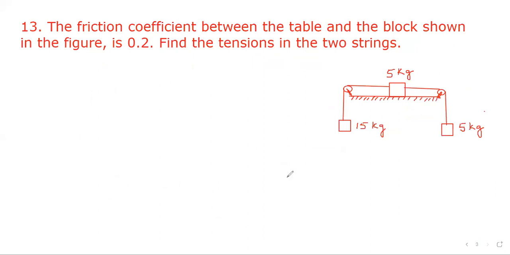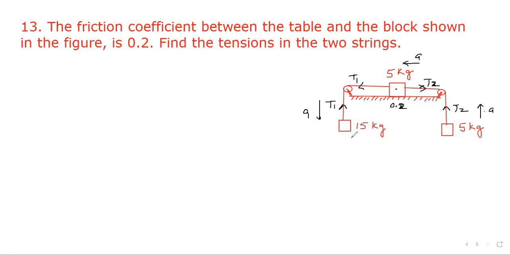Now let's consider the next question. The friction coefficient between the table and the block shown in the figure is 0.2. Find the tensions in the two strings. Here tension is supposed T1, and here tension is T2. So this will also be T2. And here friction coefficient is 0.2. Now we can consider the motion of the 15 kg block, 5 kg block, and this 5 kg block. So all blocks will have acceleration A.